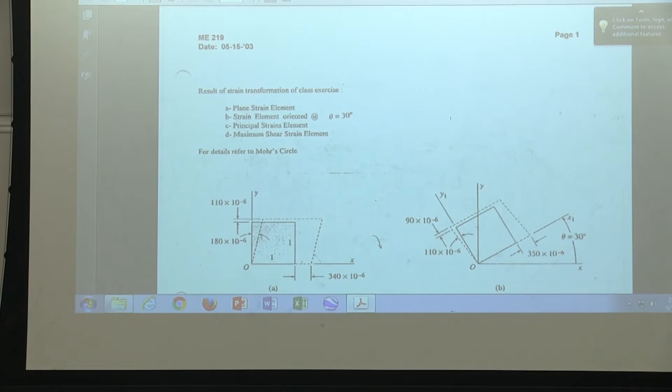So that is 110. What is the change of this angle? Because this was originally 90 degrees. Now it's 90 minus gamma, which is the positive scenario. I gave it to you last time. Which is how much? 180. Yes or no? This is the original state.